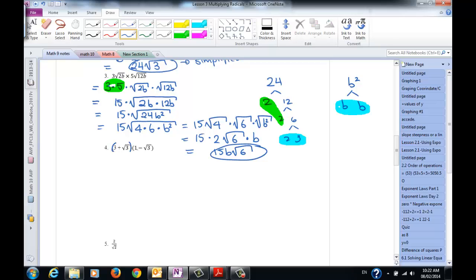So now we have binomials multiplied by each other. Okay, so in this case, we're going to have to use FOIL. So I'm going to have my first, which is 3 multiplied by 1. And I have my outside, 3 multiplied by the negative square root of 3. I have my inside, root 3 multiplied by 1. And I have my last, which is root 3 multiplied by negative root 3. Now, if you're not sure, let's just write this out.